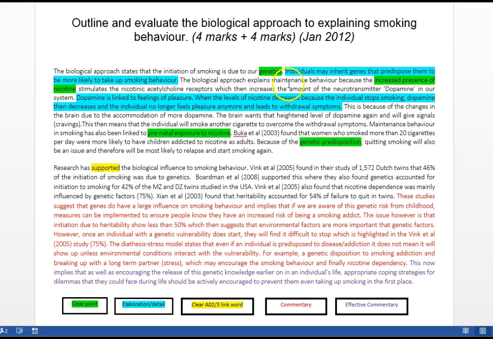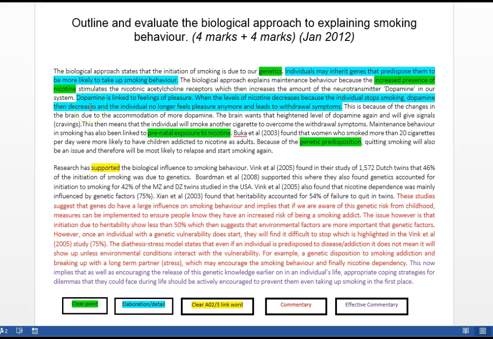The biological approach explains maintenance behavior because of the increased presence of nicotine. Okay, so now we've moved on from the initiation because of genetics to why this behavior is maintained. So that's a clear point: increased presence of nicotine, and it stimulates nicotinic acetylcholine, I never know how to say this, sorry guys, receptors, which then increases the amount of neurotransmitter dopamine in our system. Okay. Again, some more elaboration.